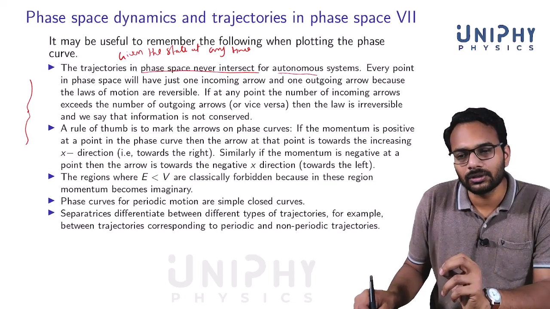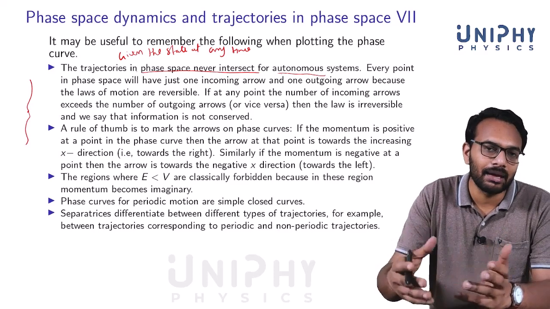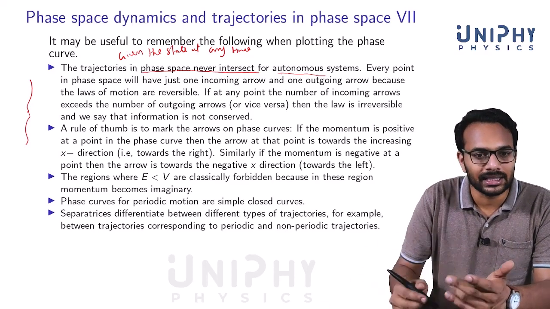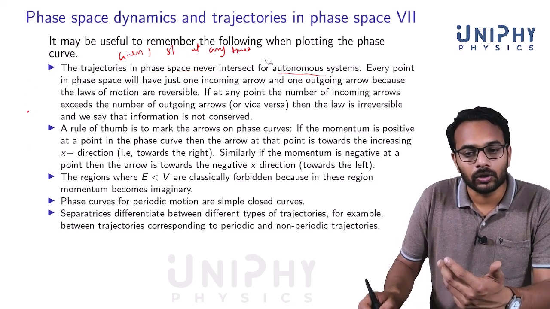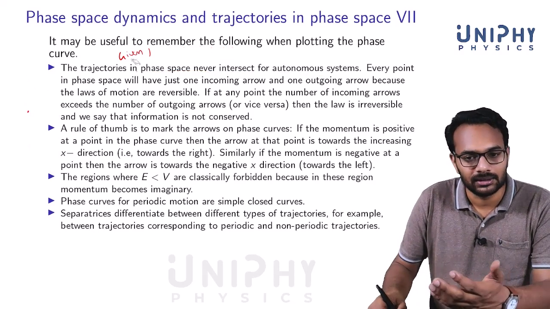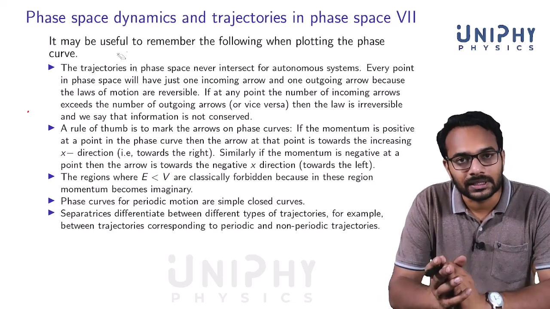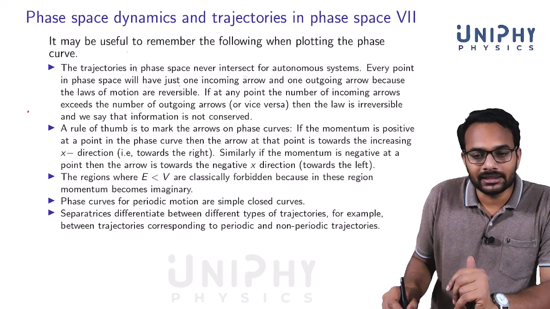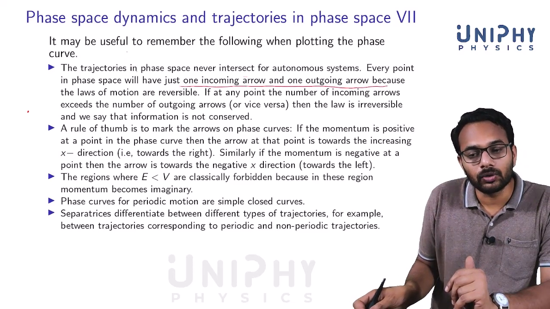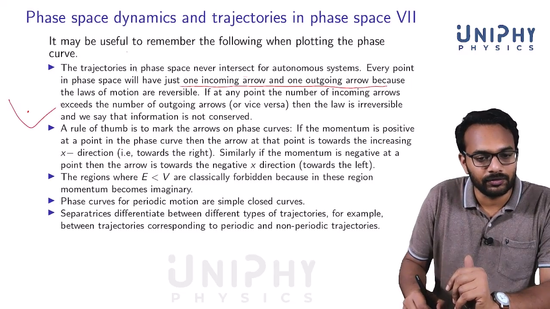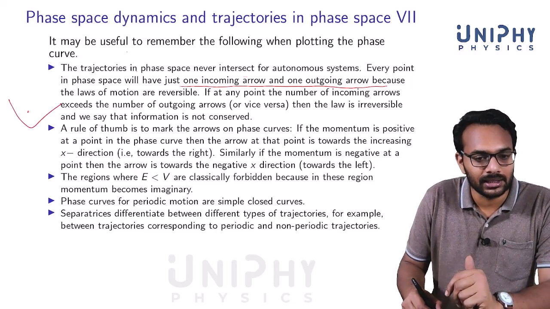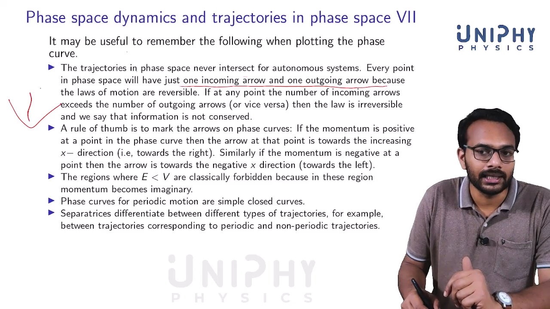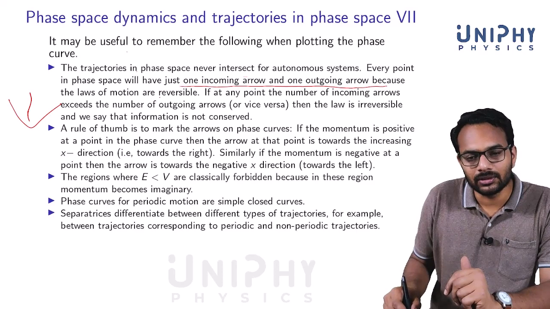This is only true for an autonomous system, because if you change the Hamiltonian in between, then of course the evolution will also change. But that's not the case we are talking about. We are talking only about autonomous systems, meaning the functional dependence of the Hamiltonian is fixed. Every point in phase space will have just one incoming arrow and one outgoing arrow. You take a point in phase space, whatever dimension it is, and there will be exactly one incoming line and one outgoing line, because of the laws of motion. It's also known as reversibility.